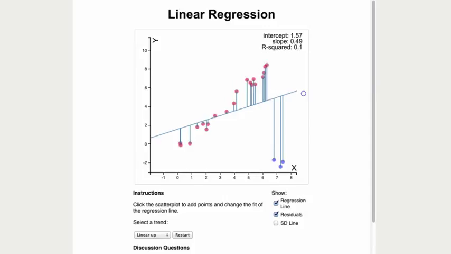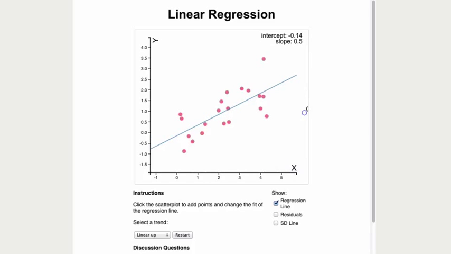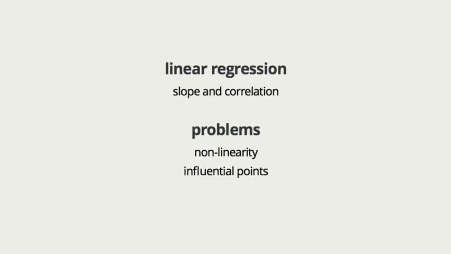That's why it's so important to use a scatter plot to visualize the relationship between x and y, instead of simply relying on the slope and intercept calculated from a computer program. By visualizing, you can help identify problems such as nonlinearity and influential points. Okay, so to summarize, we talked about linear regression and how the slope from a linear regression line is related to the correlation between two quantitative variables. And we also talked about some problems with linear regression, including nonlinearity and influential points.